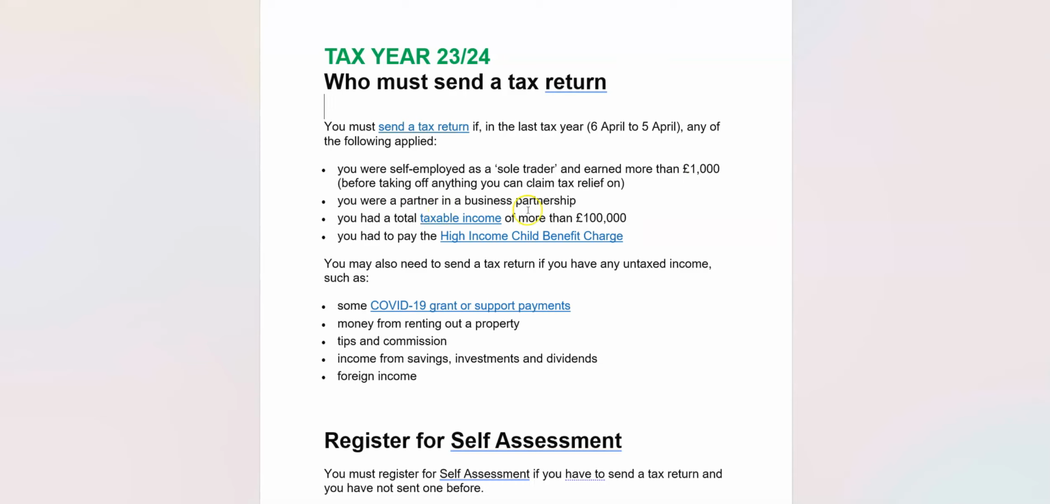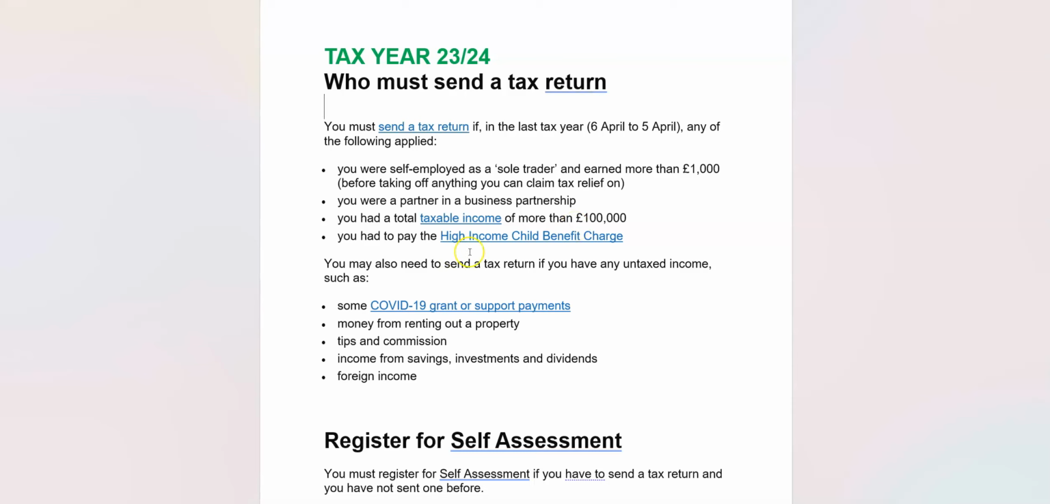If you are in a partnership business, if you had a total taxable income of more than £100,000, it doesn't matter how the income ended up. If your income is more than £100,000, you have to tell HMRC. The reason is there is some adjustment we need to make if someone's income is more than £100,000. For example, the maximum threshold for the personal allowance is £100,000. So if someone earned more than £100,000, their personal allowance will be reduced. For every £2, £1 will be reduced.